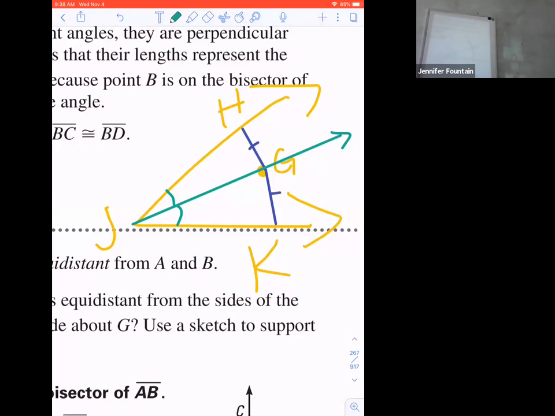So, which of these can I use if I have a side and an angle, a side? Have to look and see what is congruent. Now, on this one, what did we learn about exterior angles and interiors?